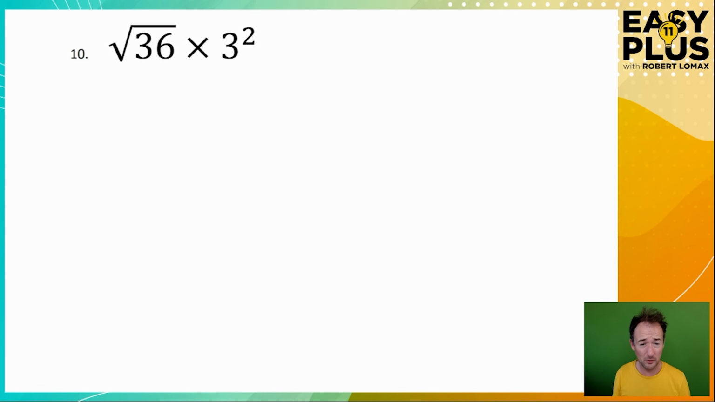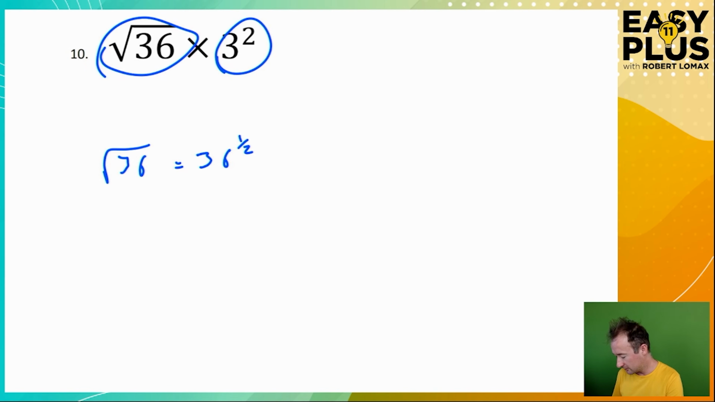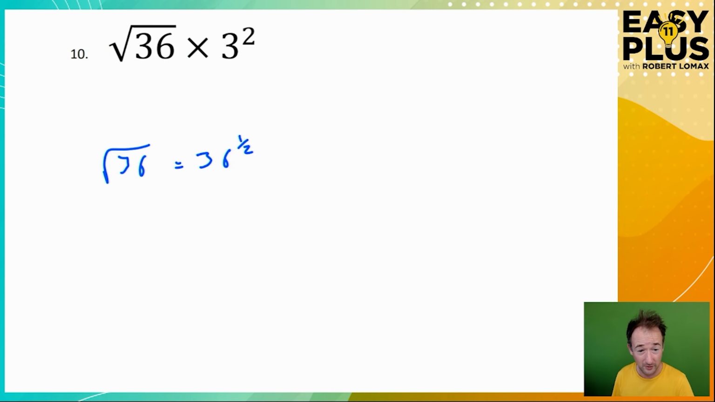Now with this one, we're actually a fair bit beyond 11 plus. But what I'm going to show you here is pretty simple, and it's just really worth knowing. So if you've got a square root like this, you need to find the square root of 36. It's important to know that the square root of 36 can also be written as 36 to the power of a half. So a square root actually belongs to the I for indices in our BIDMAS. So we've got 2 examples of indices here. We've got the square root of 36 and 3 squared. So we need to do these 2 things first before we multiply them together.